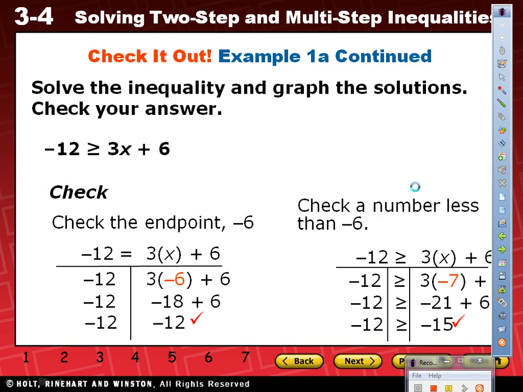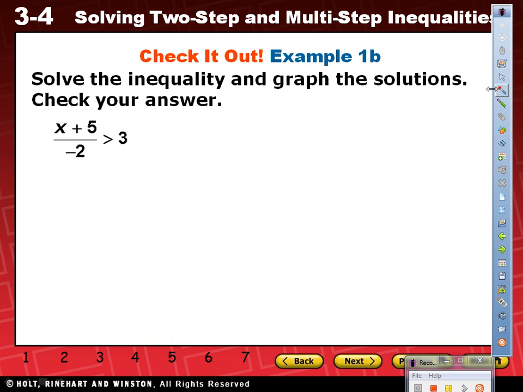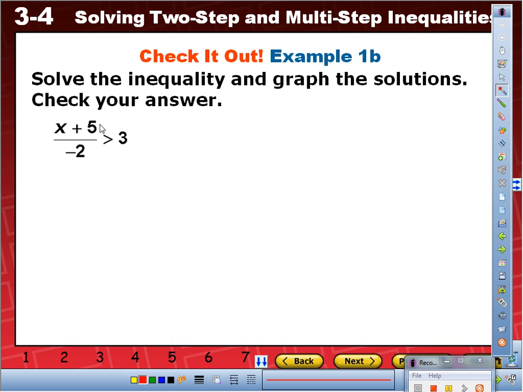Copy this one. Oh, they're doing the check. Copy this one: x plus 5 over negative 2 greater than 3. I'll do the first step. Here he goes. Line down the inequality symbol.